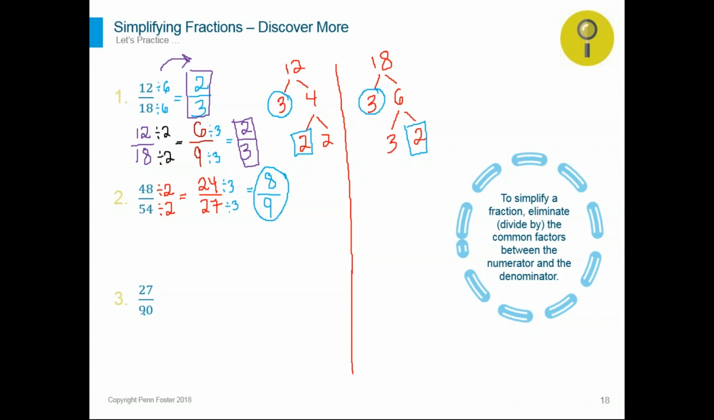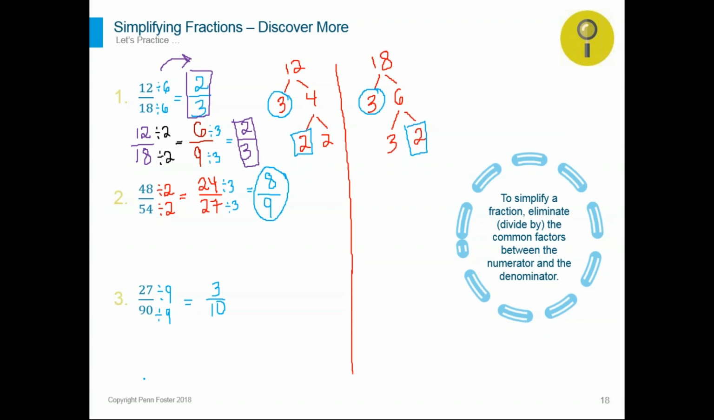I have 27 and 90. I know that 9 times 3 will give me 27, and I also know that 9 times 10 will give me 90. So the common factor between 27 and 90 would be a 9. Divide over 9 and divide over 9 equals 2. 27 over 9 is 3. 90 over 9 is 10.